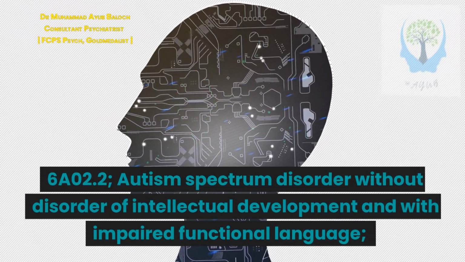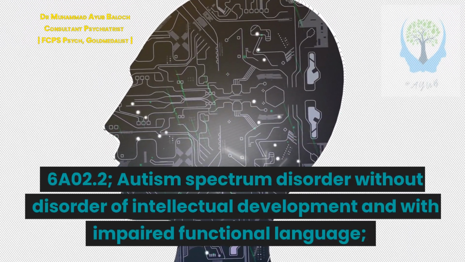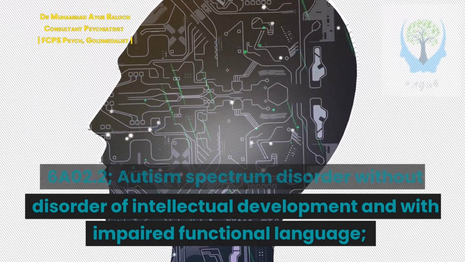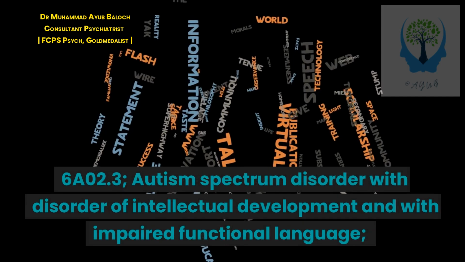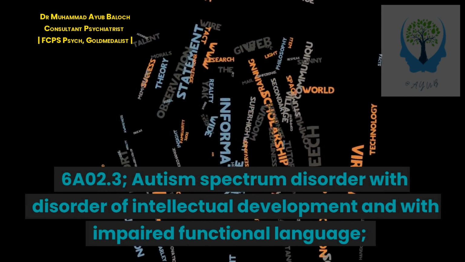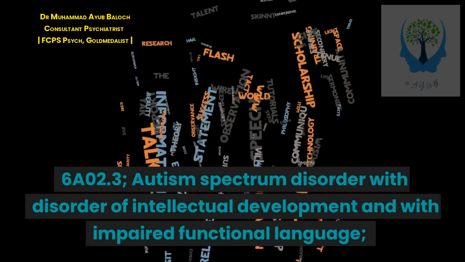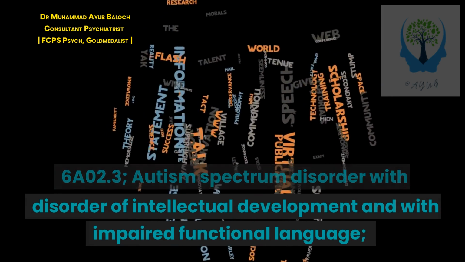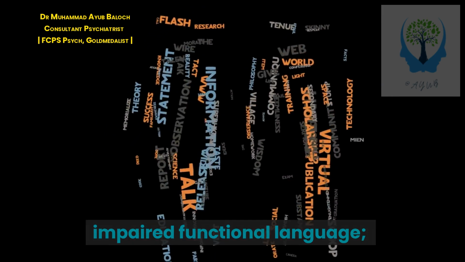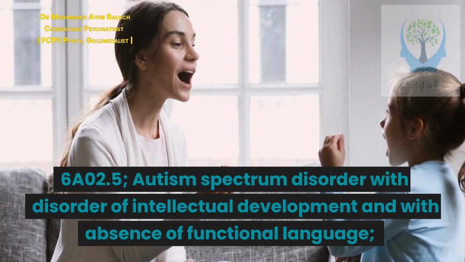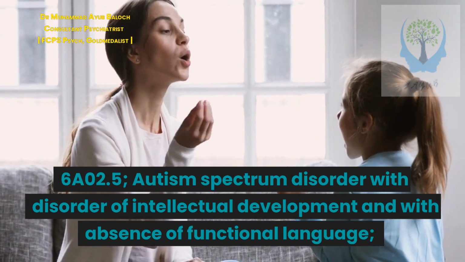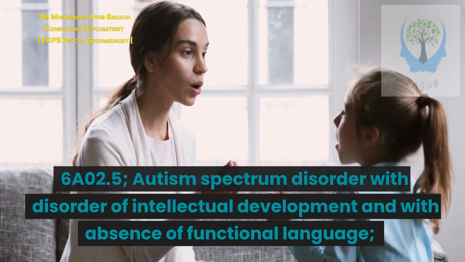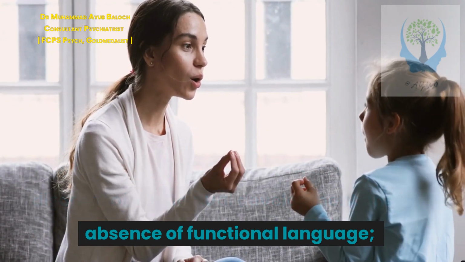6A02.2 Autism spectrum disorder without disorder of intellectual development and with impaired functional language. 6A02.3 Autism spectrum disorder with disorder of intellectual development and with impaired functional language. 6A02.5 Autism spectrum disorder with disorder of intellectual development and with absence of functional language.